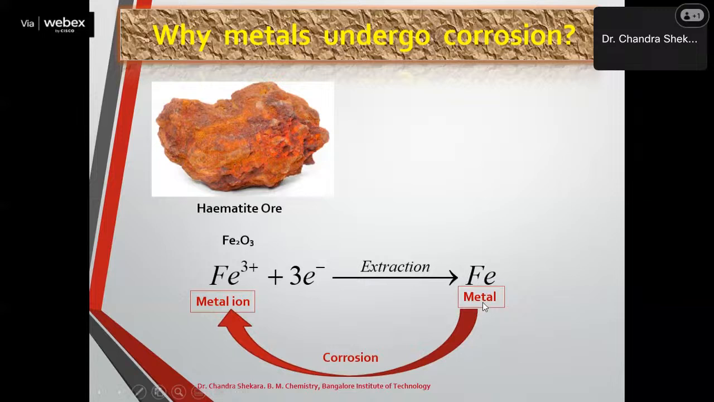Hence, everywhere we use metallic materials. And when we use metallic materials, one of the major drawbacks we observe is that these metallic materials show the tendency to undergo corrosion. Now the question that arises here is, why do metals undergo corrosion? Metals undergo corrosion because they always show the tendency to revert back to their original nature.